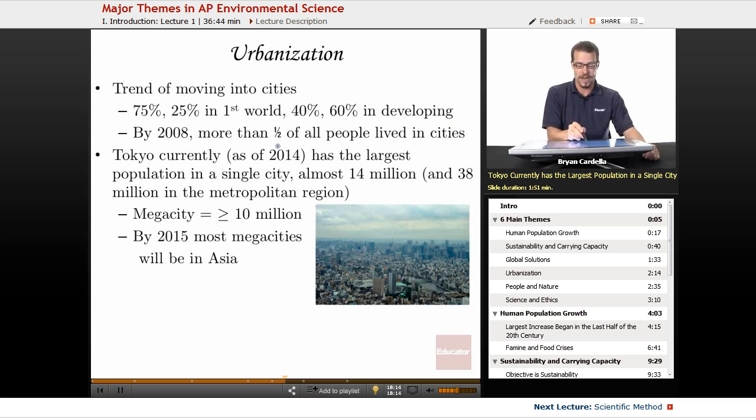Tokyo, as of this year, as of 2014, has the largest population in a single city, almost 14 million. By the time you watch this video, it could be over 14 million. And 38 million are in the metropolitan region of Tokyo.